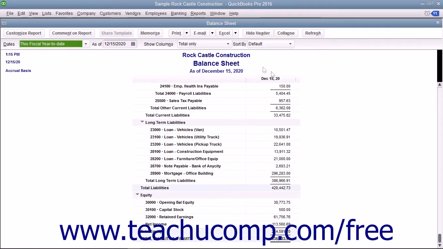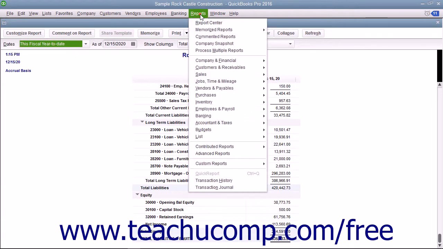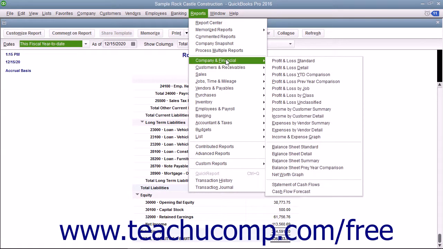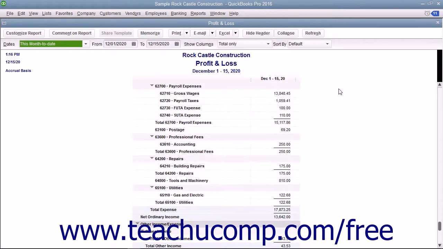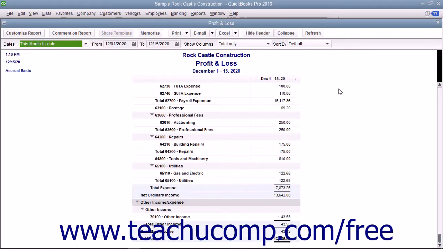You can view the profit and loss statement by selecting Reports, rolling down to Company and Financial, and then choosing Profit and Loss Standard from the menu bar. This report shows income, expenses, and the net profit or loss, meaning your income less your expenses. It summarizes the revenue and expenses of the company by category, first income and then expenses.